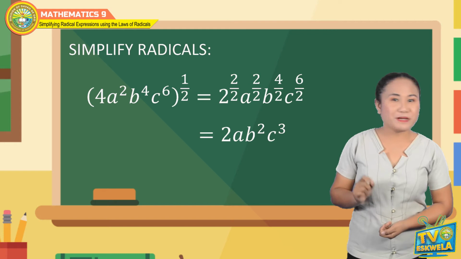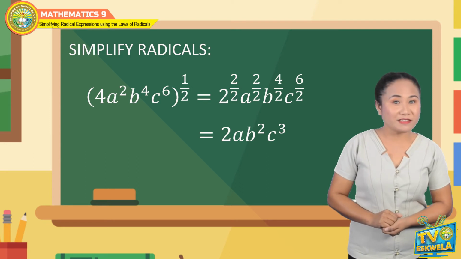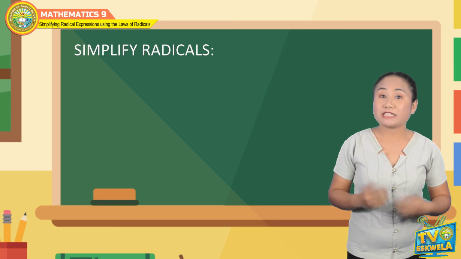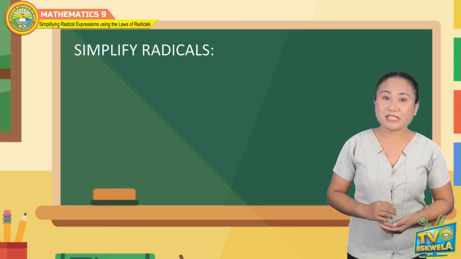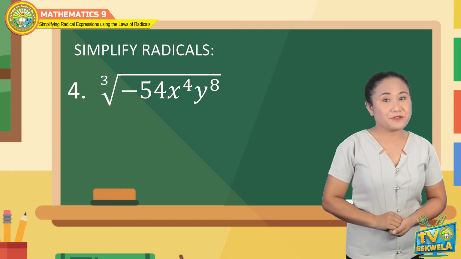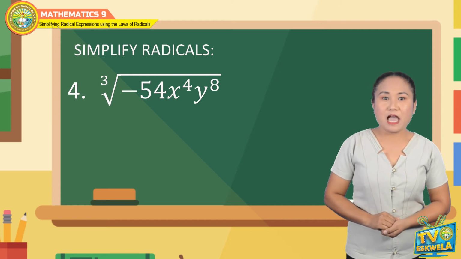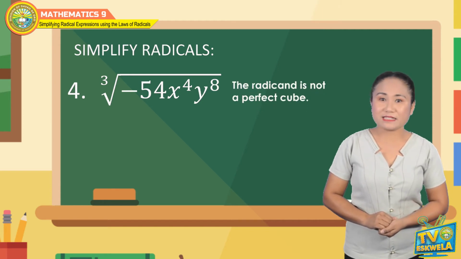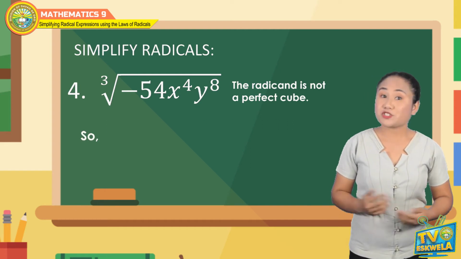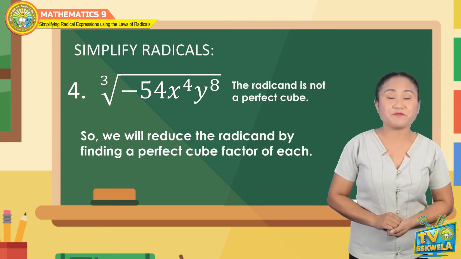Seems difficult, but it isn't, right? As long as you don't forget the prerequisite knowledge and skills, there's no need to worry. What about this next radical? Example number 4. Cube root of negative 54 x to the 4th y to the 8th power. As you observed, the radicand is not a perfect cube. So, we will reduce the radicand by finding a perfect cube factor.